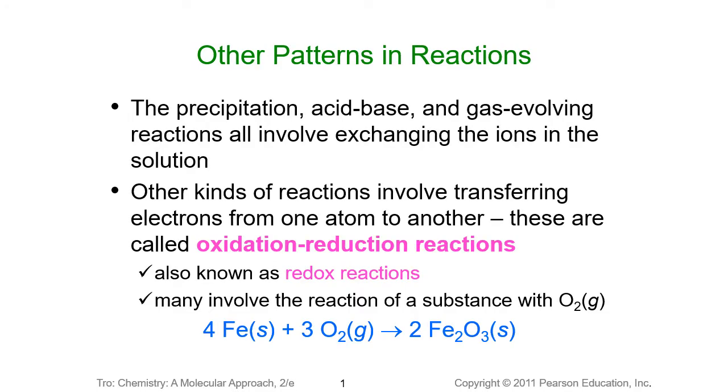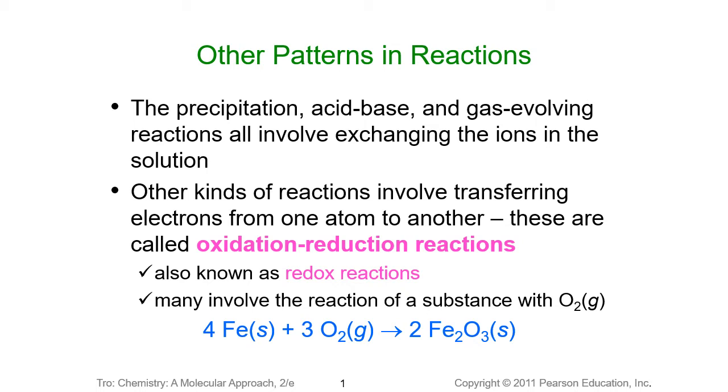In the previous examples of reactions that we've looked at, we looked at precipitation reactions. Those are when we have a solid that forms as a product. We looked at acid-base reactions. That's where we take something that starts with hydrogen and has hydroxide in it, and that forms water. And we've looked at gas-evolving reactions where we have a gas as a product. All of those different reactions involve exchanging the ions, so taking the cation of one, putting it with the anion of the other to make the products.